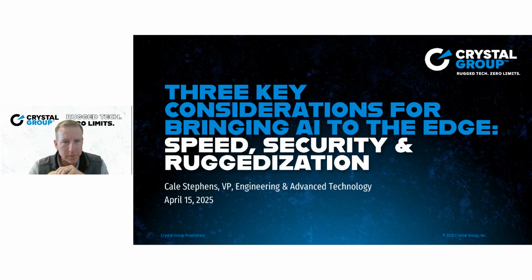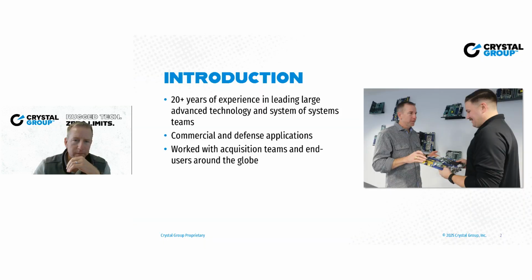So what we're going to talk about are three considerations for bringing AI to the edge. And those three areas are ruggedization, security, and speed. And we'll drill down into each of those here in the next 15 or 20 minutes.